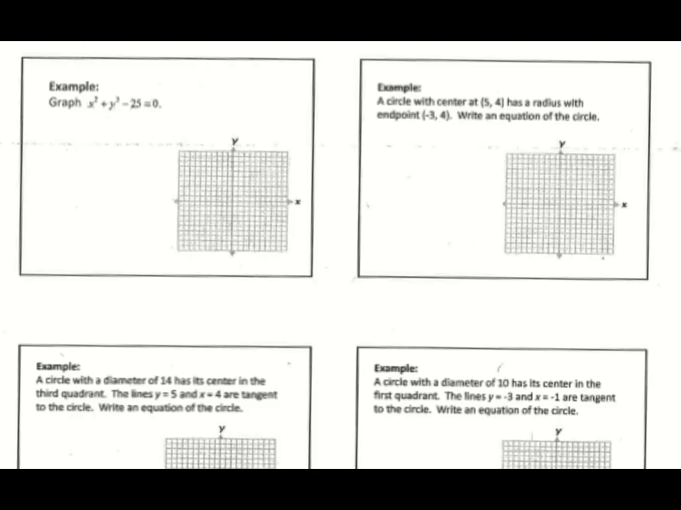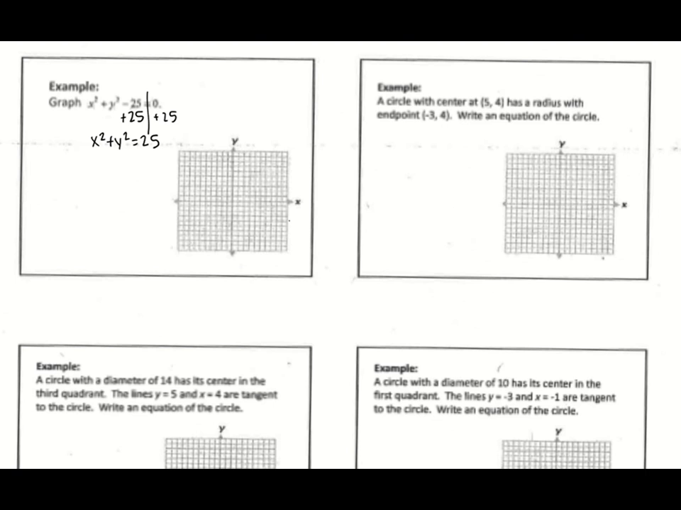Our next example says graph x squared plus y squared minus 25 equals 0. So the first thing I'm going to do for this equation is to get the x and the y terms by themselves on one side and get my other constants to the other. I have to get it in the correct form first. So to do that, I want to move the 25 to the other side. So if I add 25 to both sides of my equation, I get x squared plus y squared equals 25. Now it's in a form that I can graph.